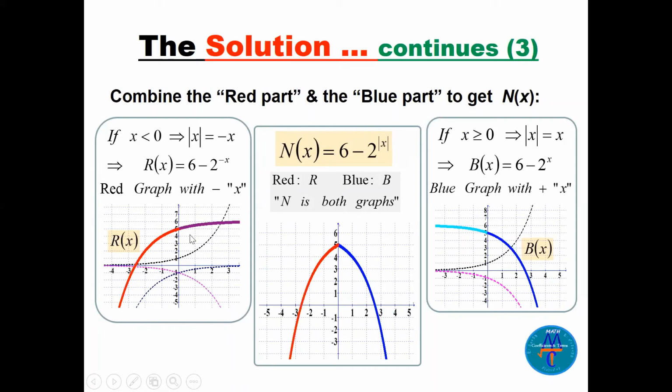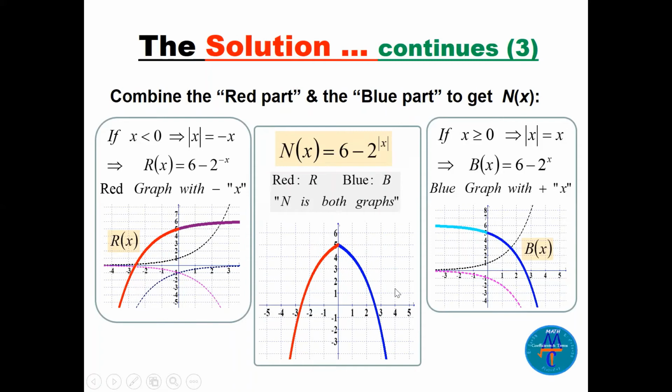On the left where x is negative, I combine them. So this is n. n of x will be 6 minus 2 to the power absolute value of x. That is the graph. Now you cannot say this is a parabola, guys. Some of you might say this is a parabola. It's not a parabola. This part, the blue, is coming from the exponential, and this part, red, is coming from another exponential. So this is the graph of n of x.